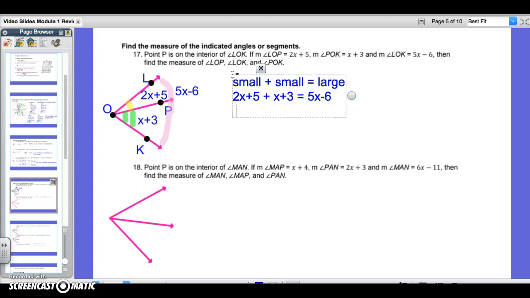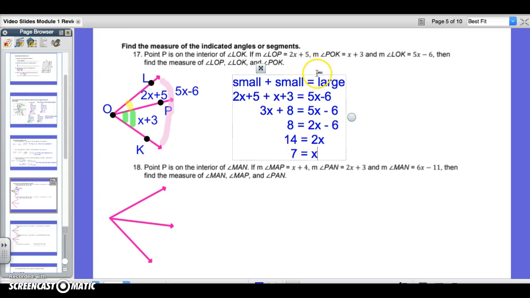And now we're just going to combine like terms and simplify like we would algebraically. So we have 3x plus 8 and then equals 5x minus 6. Then I'm going to move the x's to the other side. So I'm going to have 8 is equal to 2x minus 6. I'm going to add the 6 over, so I'm going to get 14 is equal to 2x, and then finally dividing both sides by 2, I'm going to get 7 is equal to x.